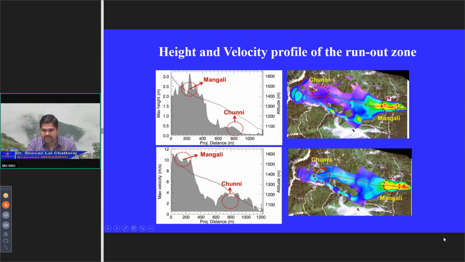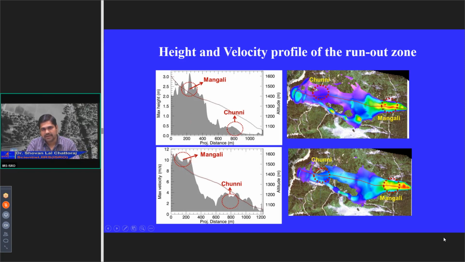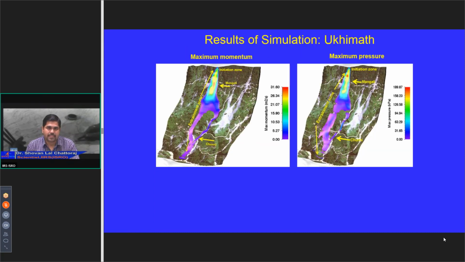You can see two villages, the Mangli and Chuni, in the red circles. How the material has flown, and the color bars will show you the height and velocity. Similarly, in profiles also, if it is the source area 0 to this 1 kilometer, the debris flow has traveled 1 kilometer. At each point, you can get to know the height and the velocity parameters. Similarly, we can get the momentum and pressure.